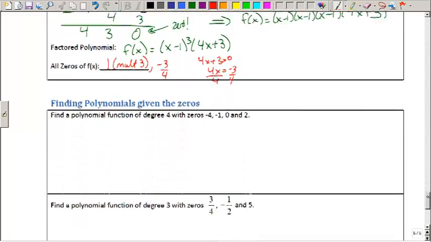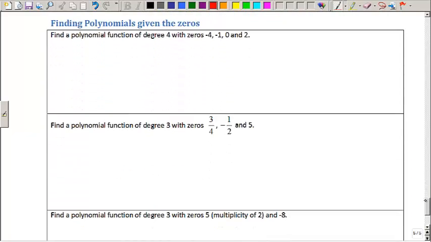The last thing that we're going to be doing is finding polynomials if I give you the zeros. I want you to find a polynomial function of degree 4 with the following zeros: negative 4, negative 1, 0, and 2. Notice I gave you all of the zeros, and all you have to do is find a polynomial function. This may not be the only polynomial function, but you're just going to find one.